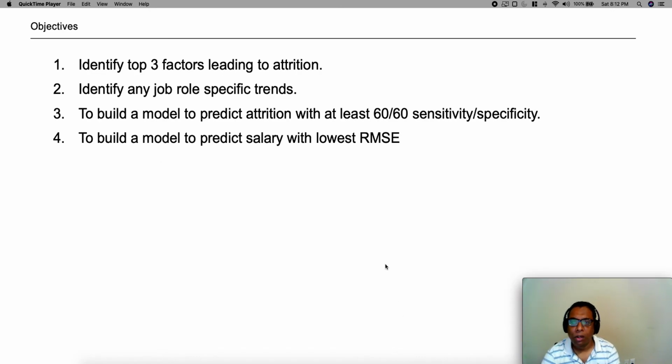So the main objective of this study is to identify three factors leading to attrition, then identify any job role specific trends, and then to build a model to predict attrition with 60-60 sensitivity and specificity, and then to build a model to predict salary with the lowest RMSE.